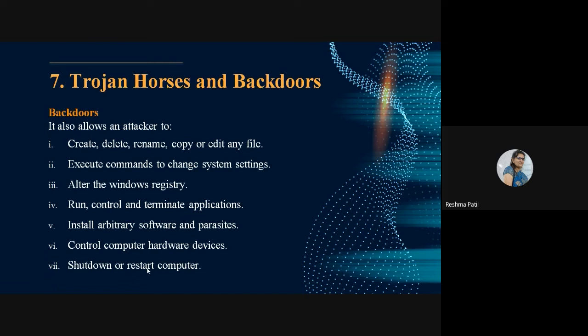That is the CIA rule: confidentiality, integrity and availability. Availability means your data should be available 24 by 7. If somebody comes there and shuts down your system, what will happen? Your system will stop working. Your application or website will stop working. So the availability rule is broken. If CIA is broken, it means your system is compromised. So this backdoor allows an attacker to do all these things.